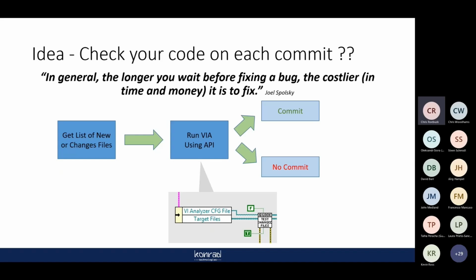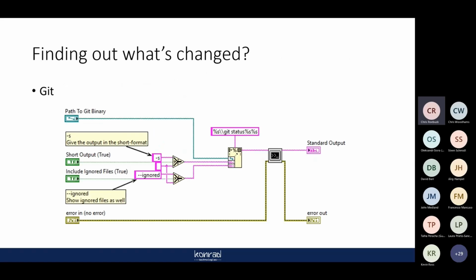So this is an idea. You could check your code on each commit. Obviously, you want to run a very minimum set of tests, such as make sure the name is not Untitled 1 and that the VI has an icon, but they're the things that Bob's struggling with right now, so I need him to start renaming his VIs correctly.